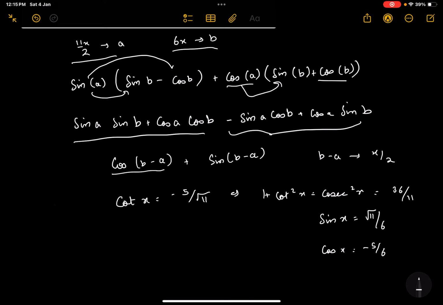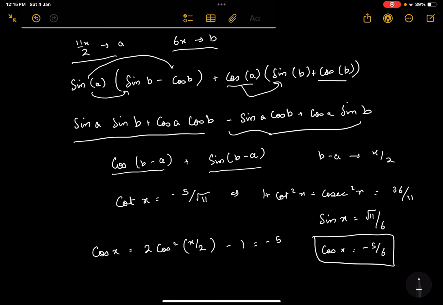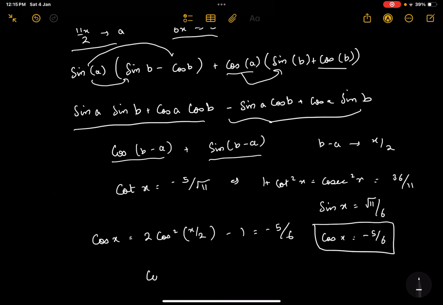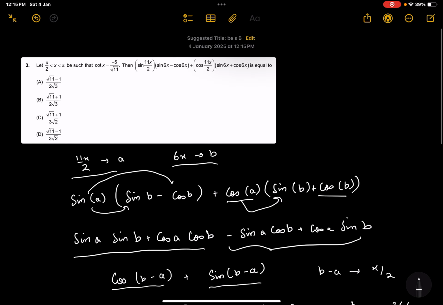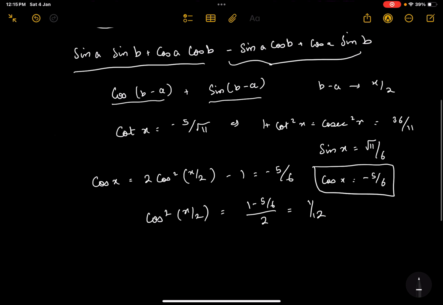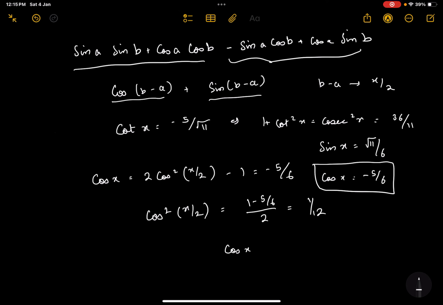We are required to find values of cos x by 2 and sin x by 2. So we'll use this because we know cos x equals 2 cos square x by 2 minus 1, which is minus 5 by 6. This gives us cos square x by 2 equals 1 minus 5 by 6 over 2, which is 1 by 12. x by 2 is in pi by 4 to pi by 2. This gives us cos x by 2 is positive and is indeed equal to 1 by root 12.